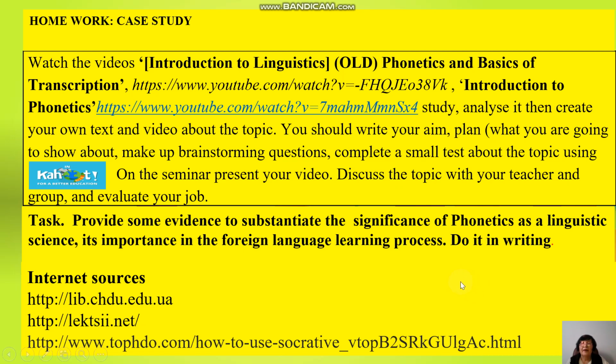Task: provide some evidence to substantiate the significance of phonetics as a linguistic science, its importance in the foreign language learning process. Do it in writing.